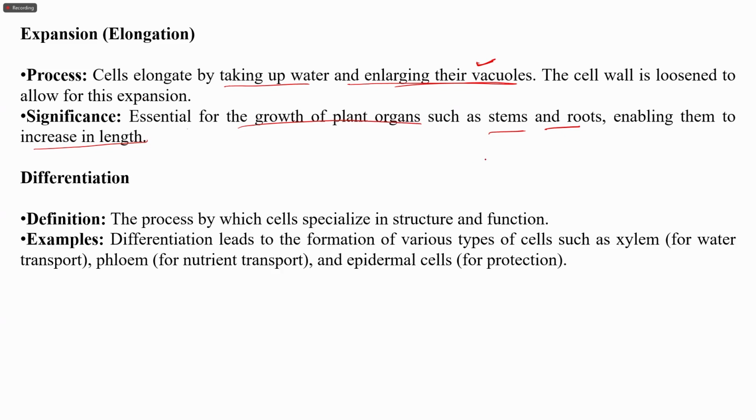The next is differentiation. So the process by which a cell is specialized in structure and function. For example, differentiation leads to the formation of various types of cells, as I mentioned, xylem, phloem, epidermal cells, etc.